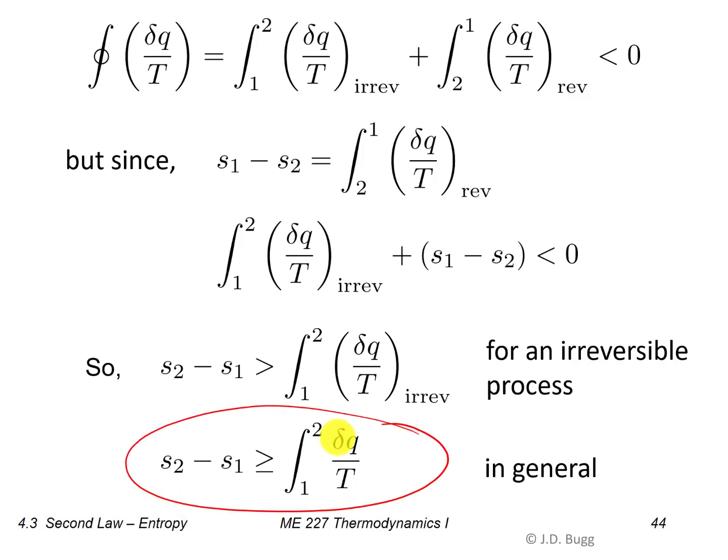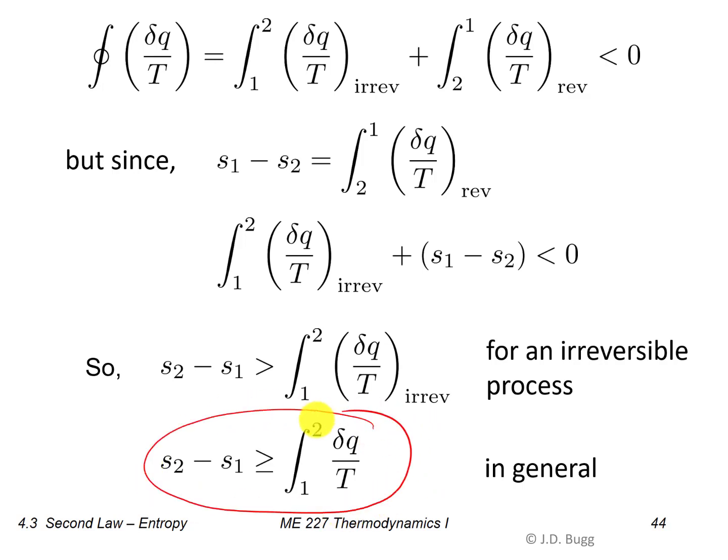So if it happens to be an irreversible process, then this will be greater than delta Q over T. But if it happens to be a reversible process, then S2 minus S1 will equal this integral, as we showed when we looked at the Clausius inequality. So this is a general statement that must be true. And notice it's starting to give us a tool, and that tool is entropy, to look at individual processes.